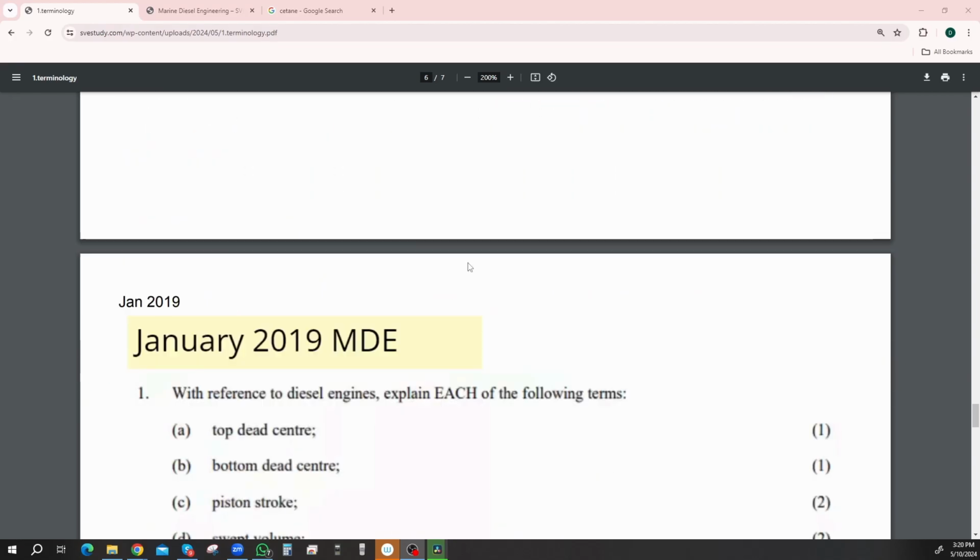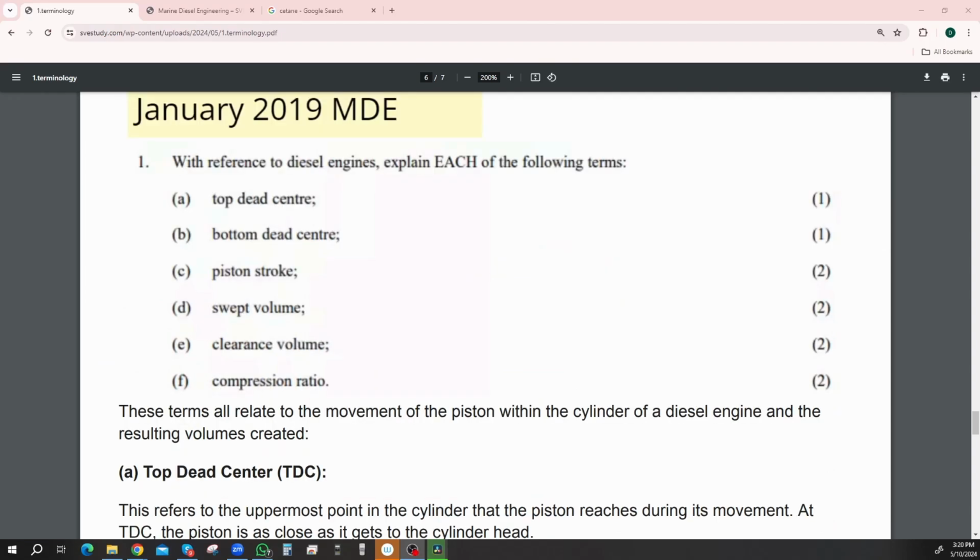All right, usual stuff. January 2019: with reference to diesel engines, explain each of the following terms: top dead center, bottom dead center, piston stroke, swept volume, clearance volume, and compression ratio. We've done these before. We've done some of them. Top dead center, pretty easy, 1 mark. Bottom dead center, 1 mark. Piston stroke, swept volume, clearance volume, and compression ratio, 2 marks.